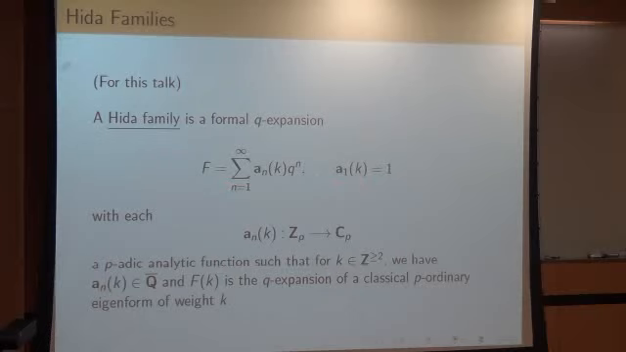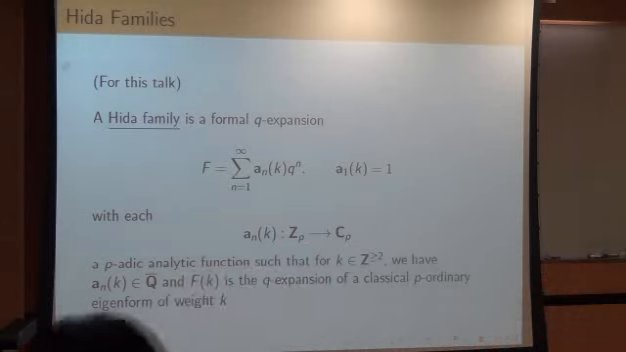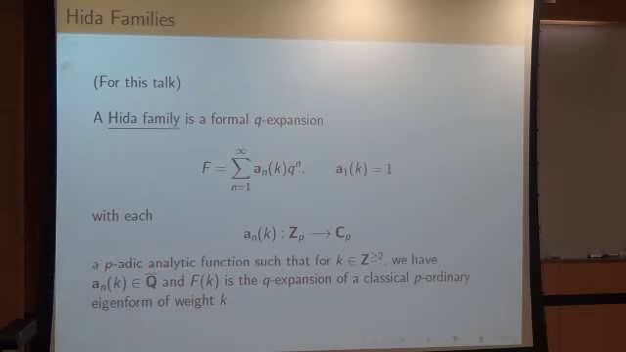Each a_n(k) is a p-adic analytic function on Z_p, with the remarkable property that if you plug in an integer k that's greater than or equal to 2, then the values of these analytic functions are all algebraic. Since they're algebraic, I can view them as complex numbers if I choose. And then this q-series is actually the q-series of a classical modular form. The Hida aspect of it is you insist that that modular form is a p-ordinary eigenform. So it's ordinary at p.